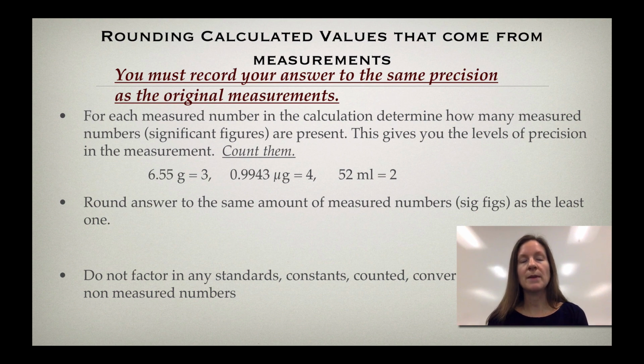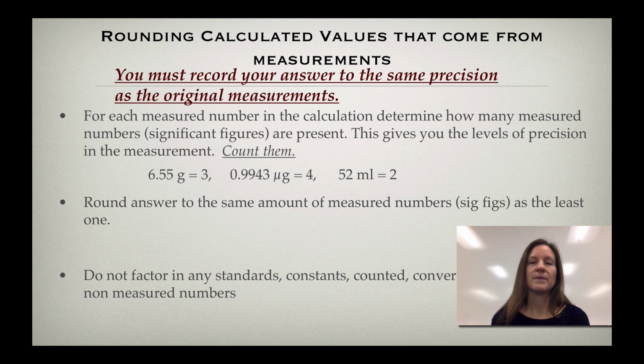Okay, so what I mean by precision in this case is how many measured values they have, or how many significant figures. So I give you some examples up here. If I measured something to be 6.55 grams, that has 3 measured values, the 6, the 5, and the 5. If I measure something less than 1, like 0.9943, the 0 in front doesn't count. It can be there, it cannot be there, so it's just the 9943, so that's 4 measured values. And then 52, the 5 and the 2, that's just 2 measured values.